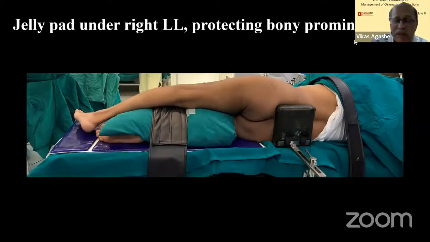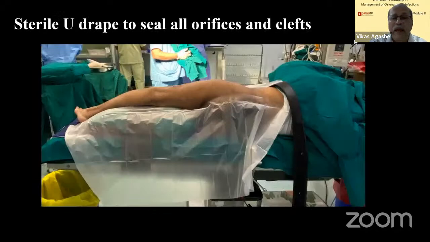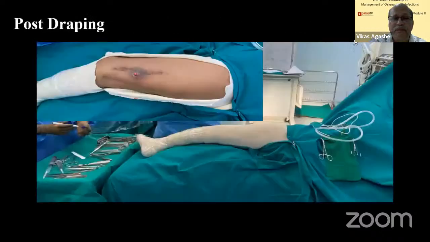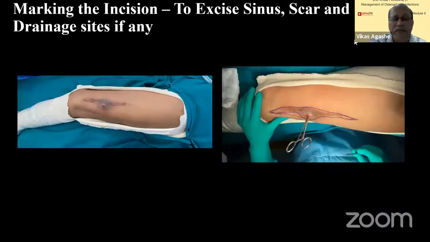So that's the position, lateral position. The bony prominences need to be protected well. This is a gel pad which is underneath the lateral malleolus as well as the trochanter. Next, please. It is best to cover the orifices well. Next, please. And this is after preparation and draping. Next, please. So that's the sinus tract going to the cloaca. Next, please.